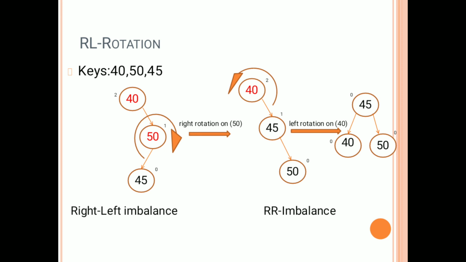So according to the tree structure given, we need to apply the rotations and make the tree balanced, and that balanced binary search tree, a height balanced binary search tree, is called an AVL tree. So these are all the AVL rotations.